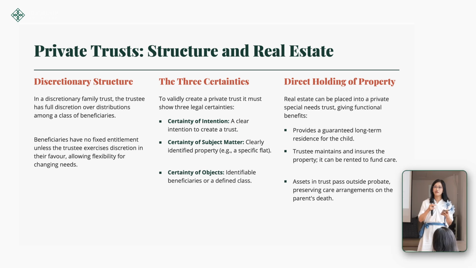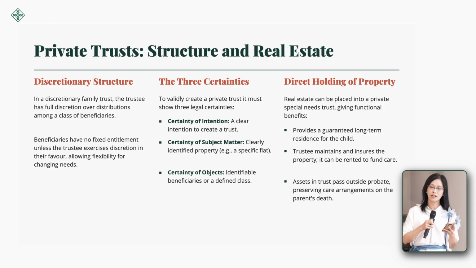So to be valid, every private trust needs three certainties. Certainty of intention. There must be a clear intention to create a trust, not merely a moral wish or expectation. The second certainty is certainty of subject matter. The trust property must be clearly identified, for example, flat 8 on the 12th floor, ABC building. Certainty of object is the third certainty. You must have certainty of the beneficiaries or the class of beneficiaries. They must be identifiable.